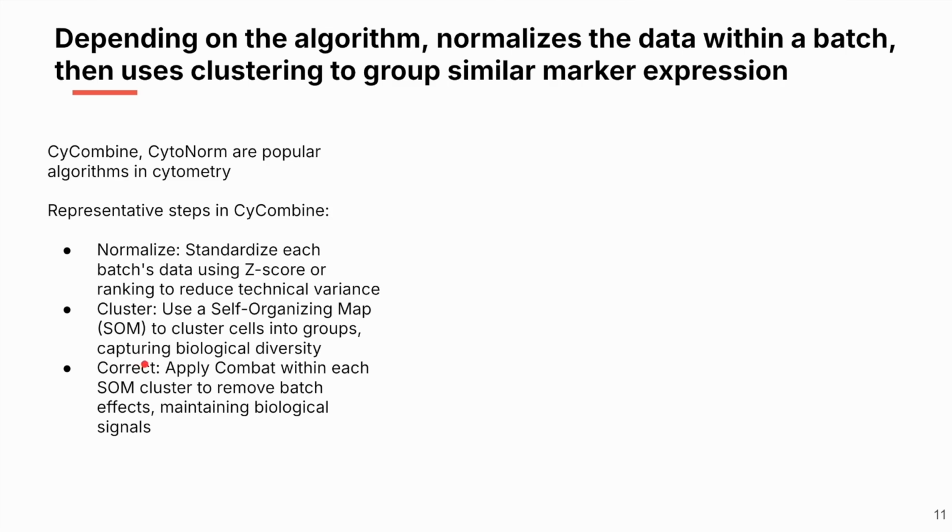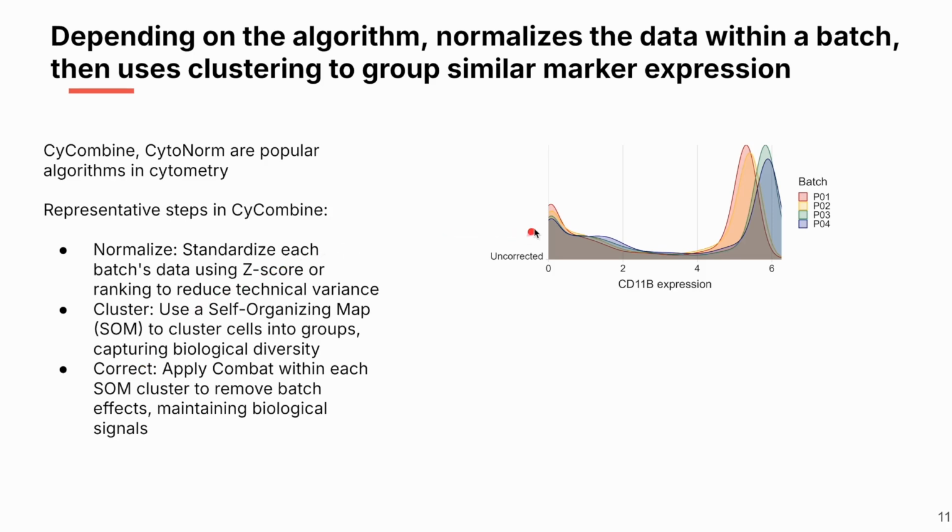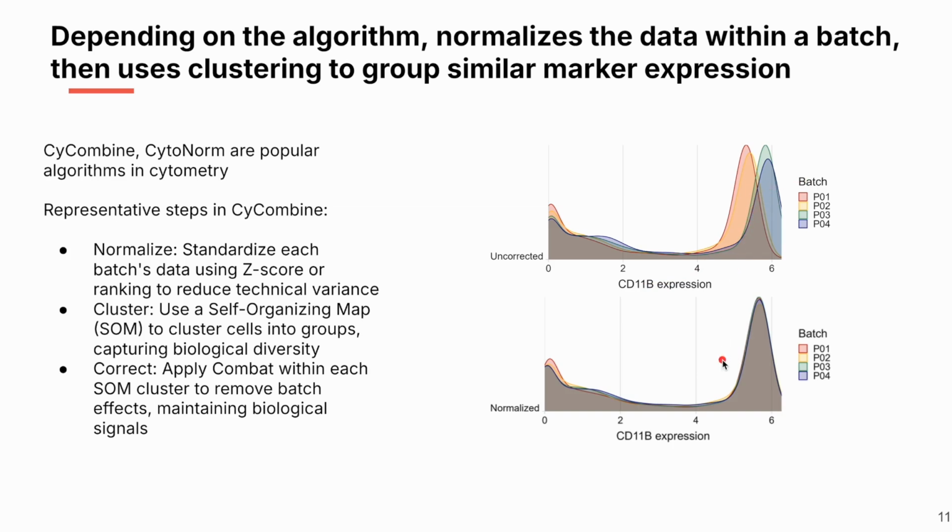So let's apply this to our data set. So before, you remember this uncorrected expression of CD11B. These were 4 of the exact same sample, and they looked all over the place. Using batch normalization, these all end up in the same place. So this is great because our same sample should look the same, not depending on the batch that it's run in.